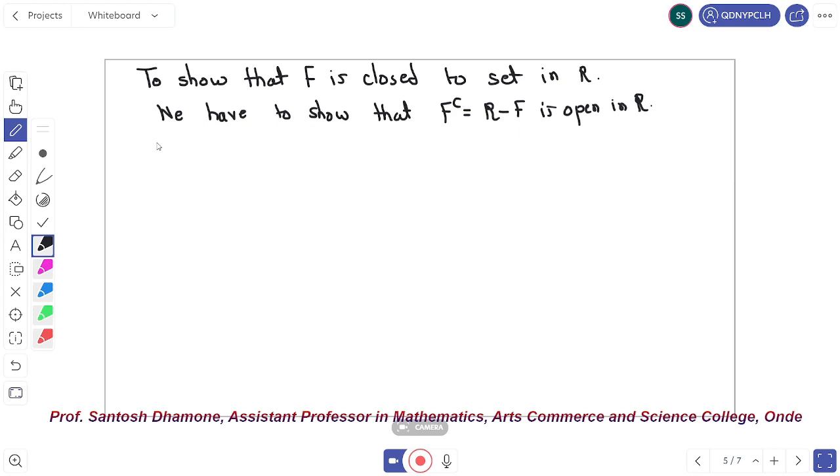open. This is the proof. Now we have to prove the second part, to show that the open interval (2, plus infinity) is open.